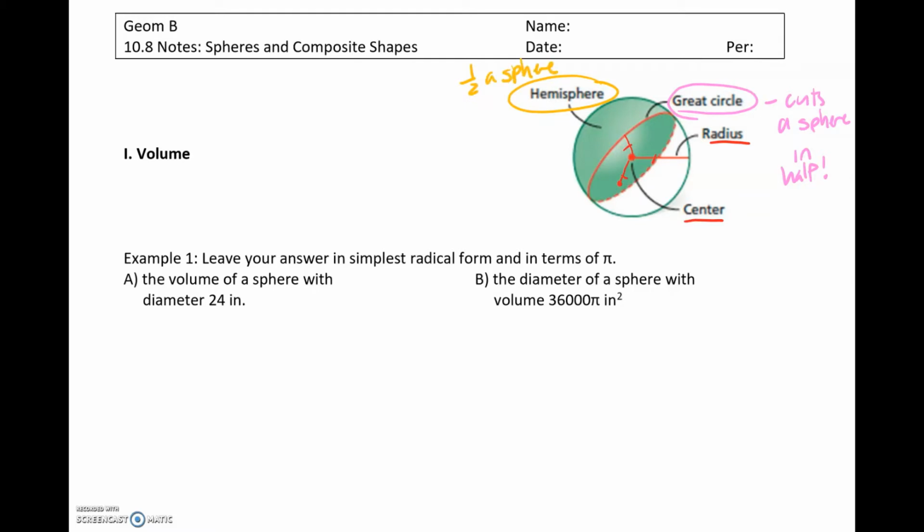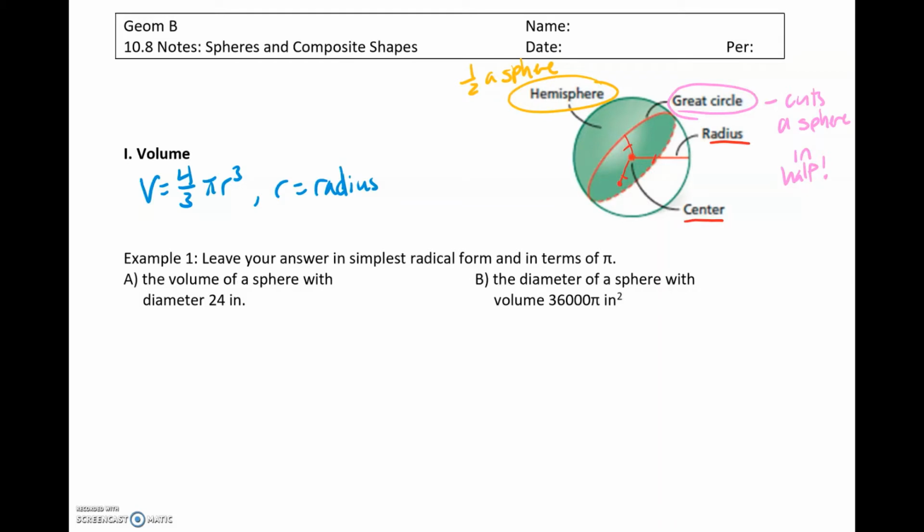Okay, so that's just some vocabulary to go with our spheres. And then we really just have a couple formulas to do with spheres. And then we'll move on to looking at some composite solids to wrap up Unit 10. So the volume formula for a sphere is 4 over 3 pi r cubed. Think cubed because we're dealing with volume. We're looking at the space inside. R is the radius of your sphere. Okay, so we want to be able to use that formula in any way we need to.